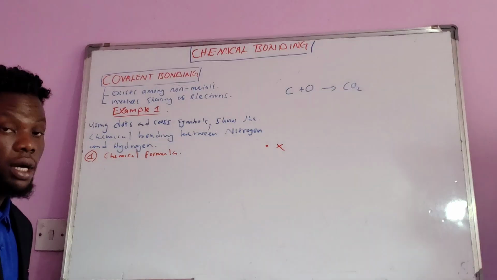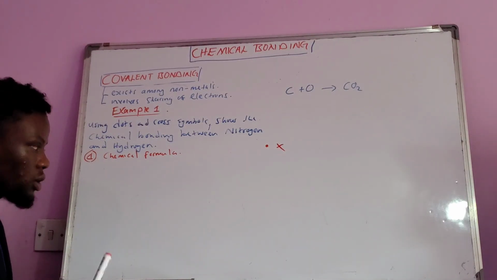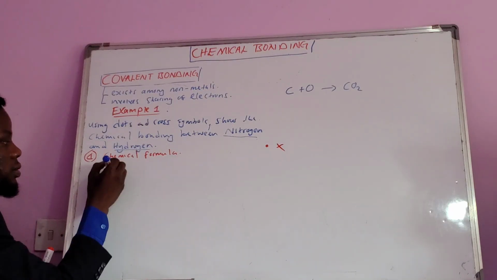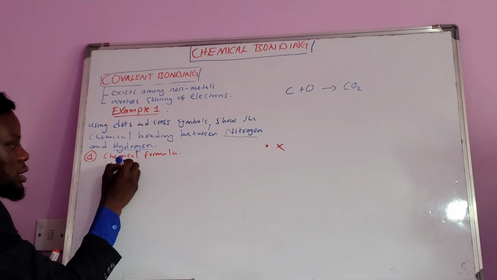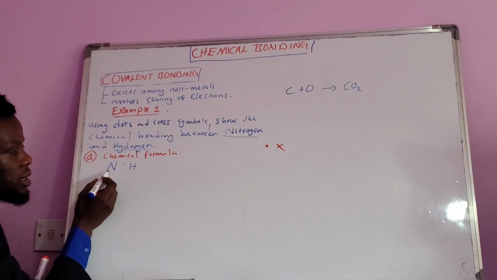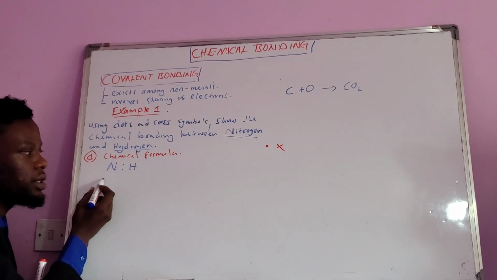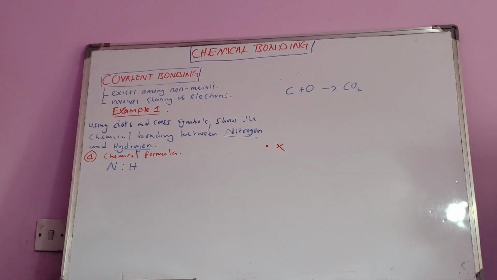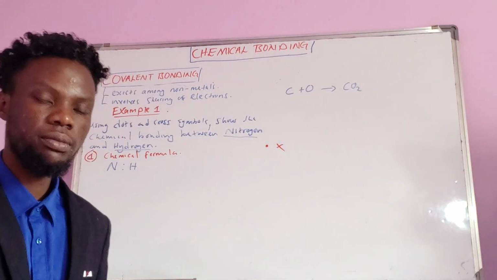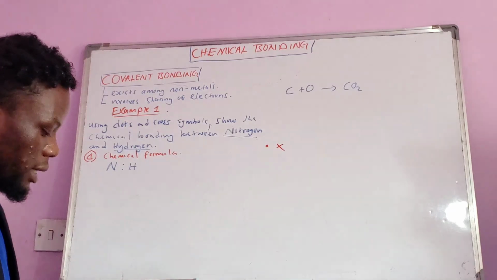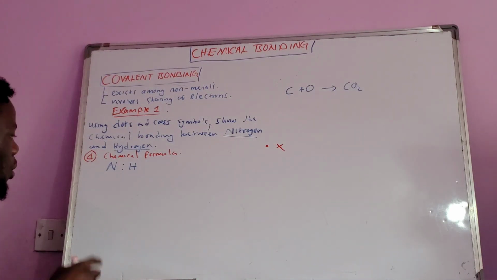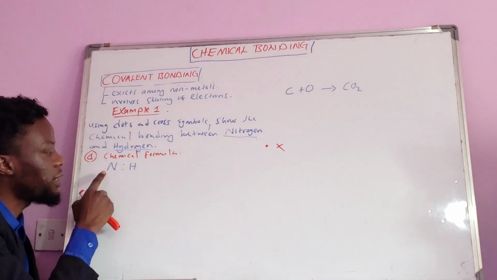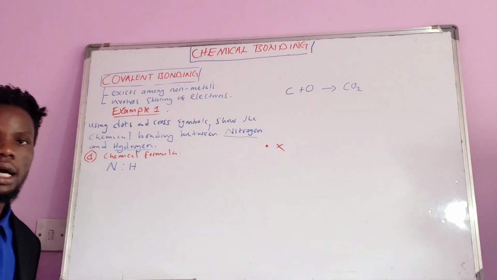These are the atoms that are reacting. So I'm going to say nitrogen is reacting with hydrogen. Make sure that nitrogen is written first, because it is preferred compared to hydrogen. These are the two atoms that are reacting with one another. Then the next step is that we need to put the valence numbers: the valence number for nitrogen and the valence number for hydrogen.